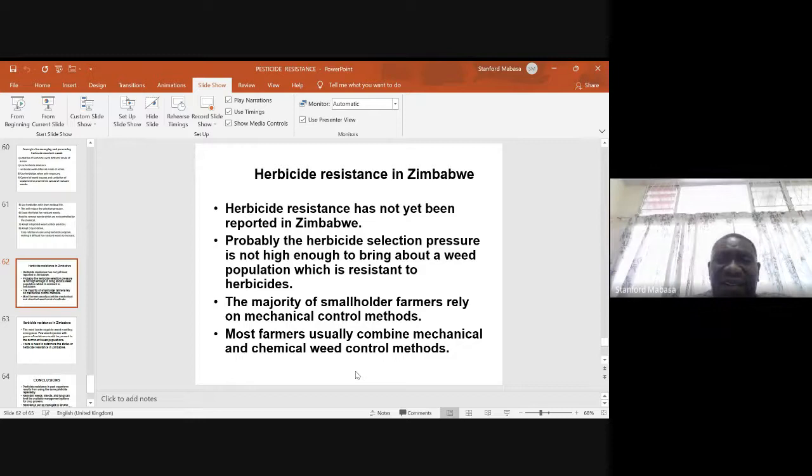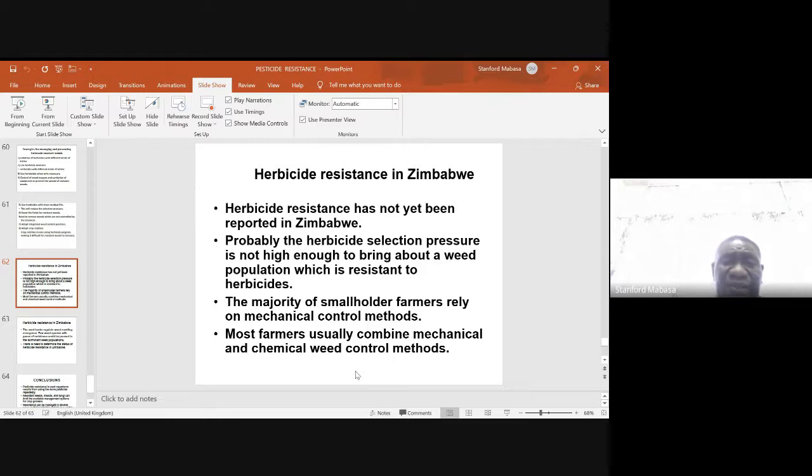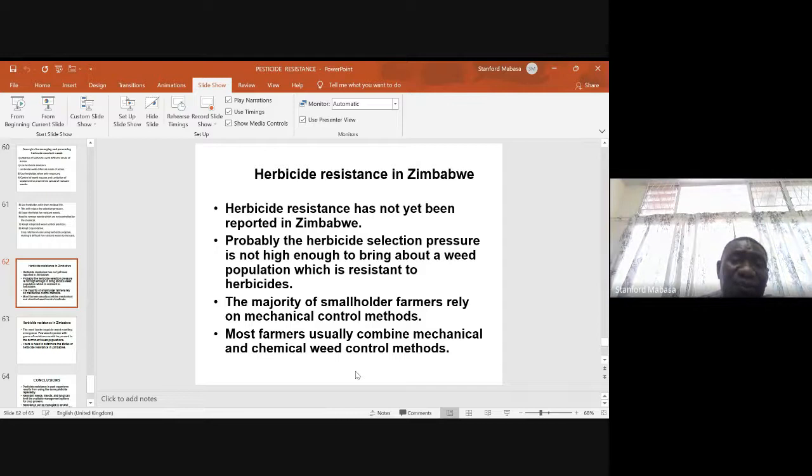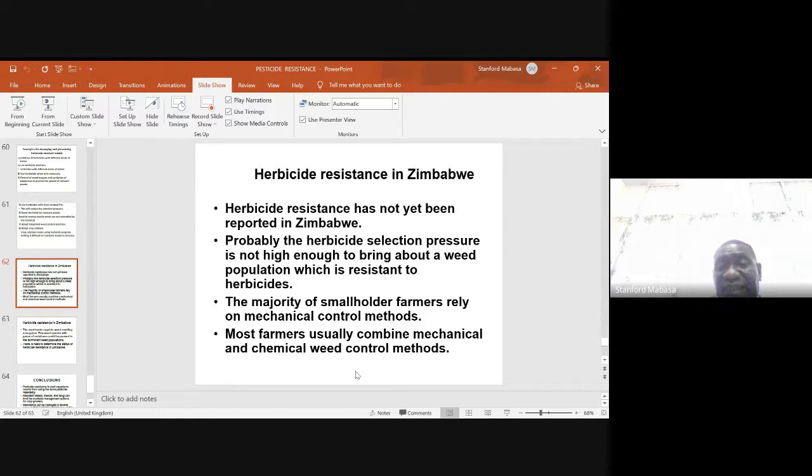Maybe we have not looked thoroughly. Probably the herbicide selection pressure is not high enough to bring about a weed population which is resistant to herbicides. What we are saying is that if we're putting a lot of herbicides, maybe we could reach that point, but probably our weed control strategies do not permit the buildup of such populations with the resistant biotypes.